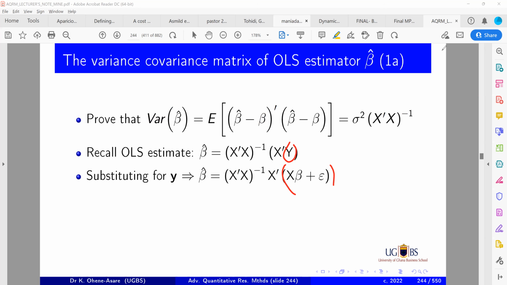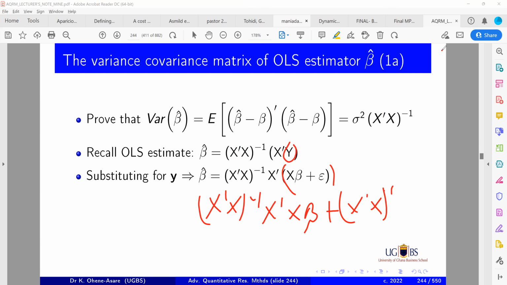You can pull out this (X'X)^-1 X', multiplying the X beta, plus the same thing, (X'X)^-1 X', multiplying the epsilon. So you can have those two parts of this equation. And when you have the two parts of the equation, you can manipulate it and do something. Watch.